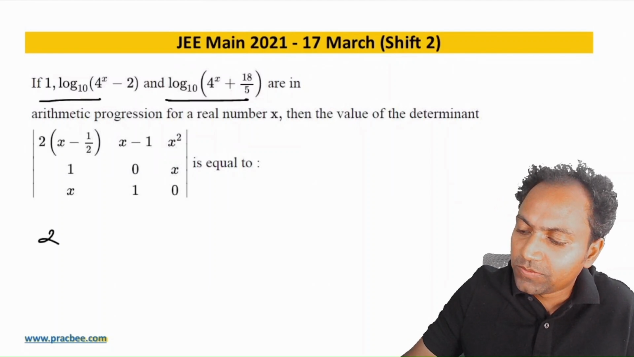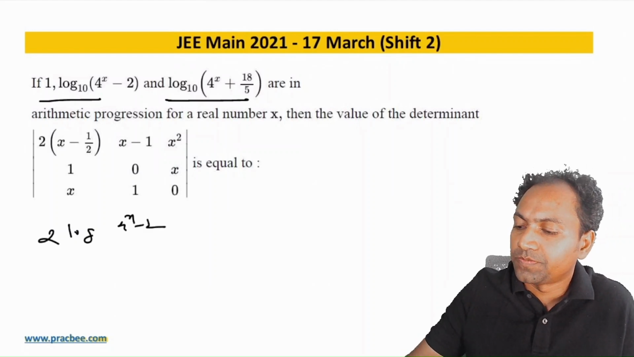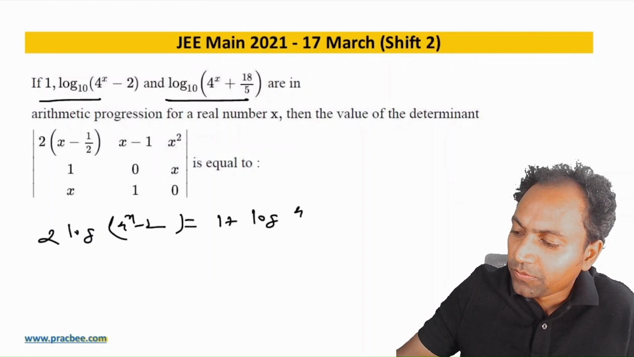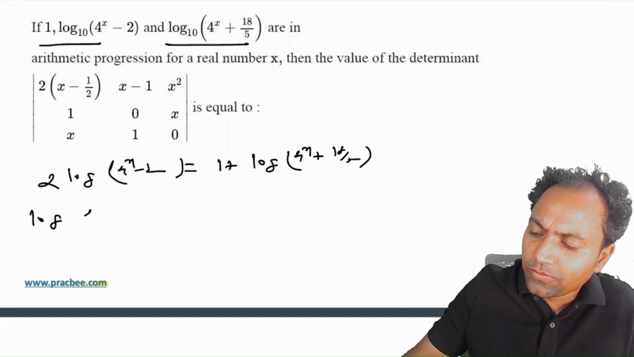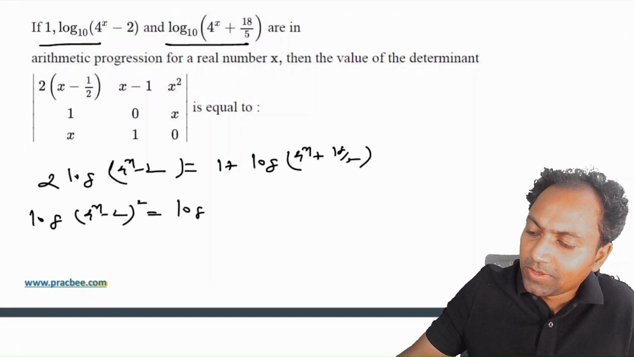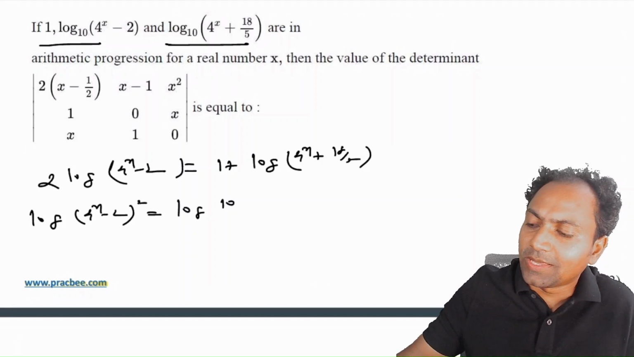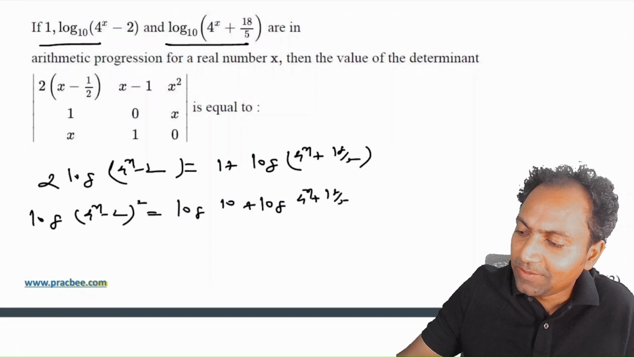So what we can do is we can write 2 times log of 4 raised to the power x minus 2 is equal to nothing but 1 plus log of 4 raised to the power x plus 18 by 5. If I apply the properties of log, this can be written as log of 4 raised to the power x minus 2 whole square. And this 1 also can be written as log 10 to the base 10. So here base 10 has not been written, but it is assumed that the base is 10 only. So log of 4 raised to the power x plus 18 by 5.